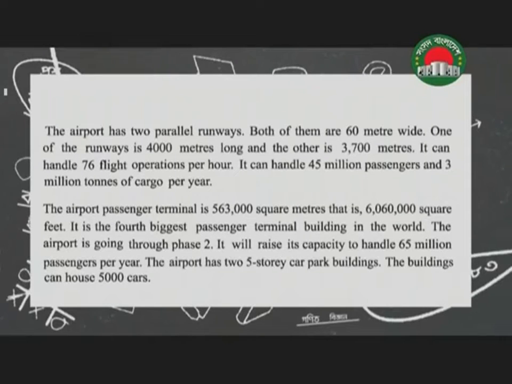That means the length of the runways, one is 4,000 meters and the other is 3,700 meters. The airport passenger terminal is 563,000 square meters, that is 6,060,000 square feet. The airport is going through phase 2. It will raise its capacity to handle 65 million passengers per year. The airport has two 5-story car park buildings. The buildings can house 5,000 cars.